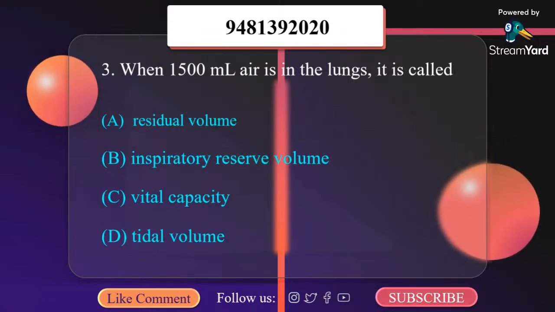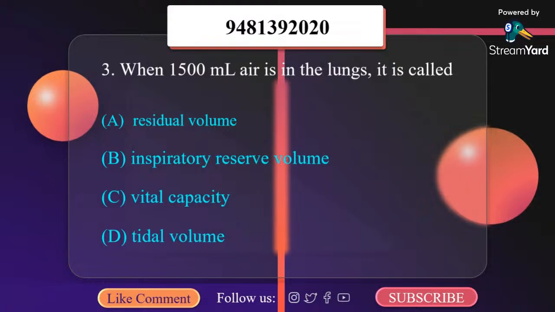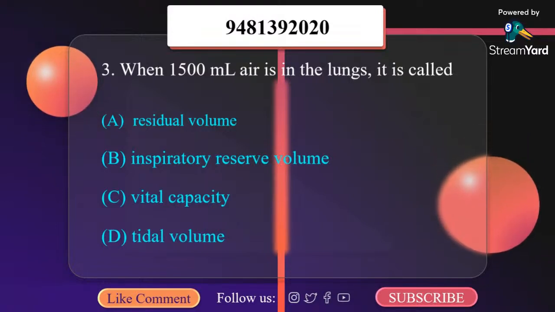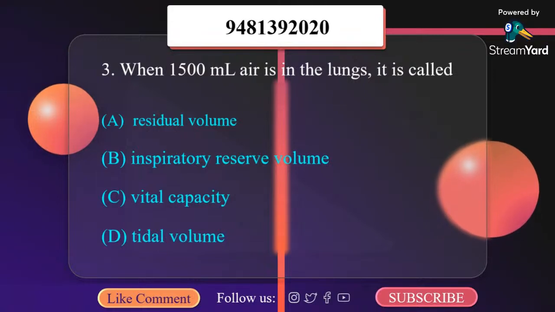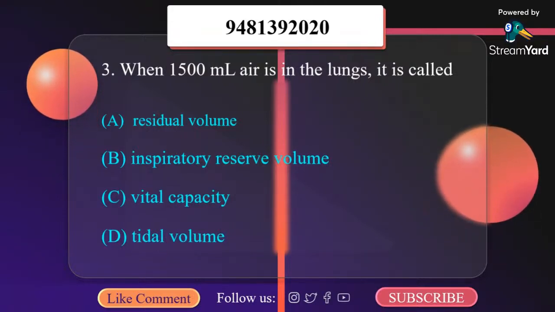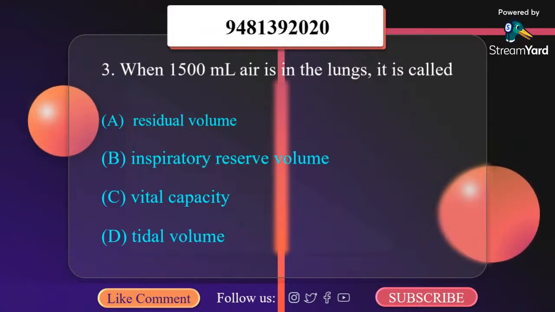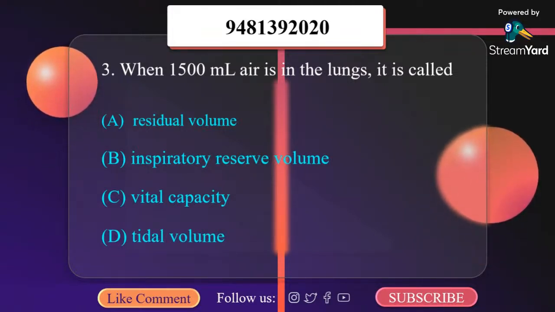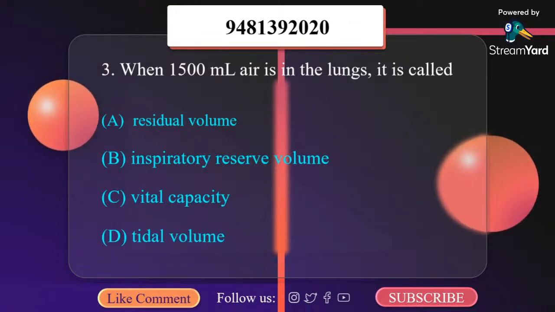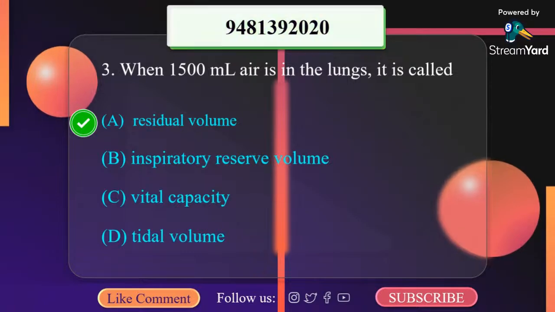Reserve volume is the extra amount of air which can be inhaled forcefully after normal inspiration. It is about 2500 ml. Vital capacity is the amount of air which one can inhale and exhale with maximum effort. It is about 3.5 to 4.5 liters. Tidal volume is the volume of air normally inspired or expired in one breath without any effort. So the correct option here is A, residual volume.